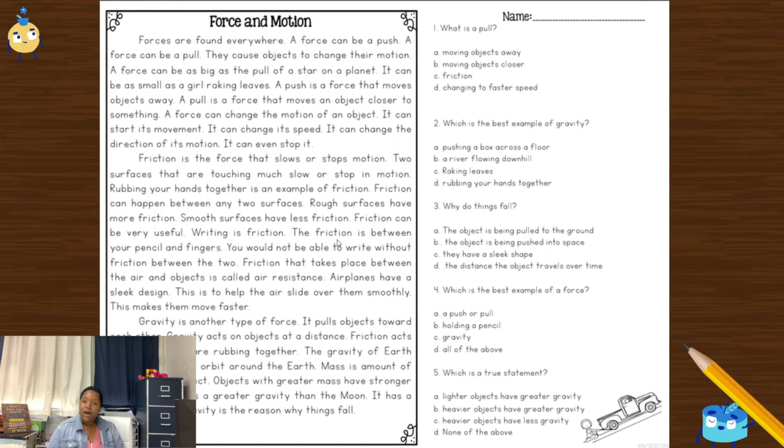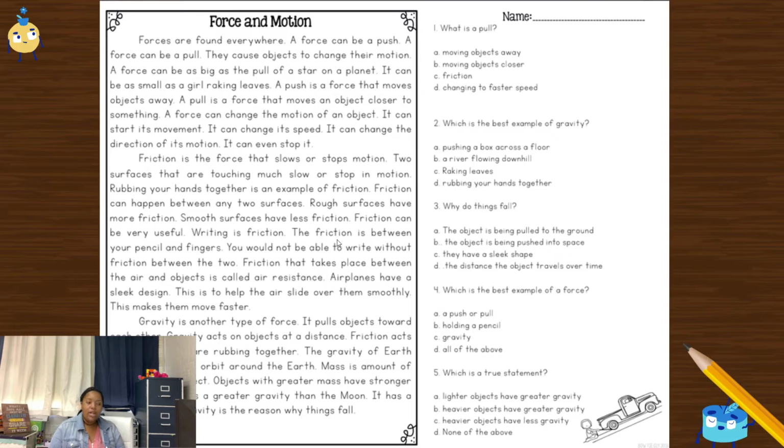So I'm going to go with D, all of the above. And finally, number 5 says, which is a true statement? A, lighter objects have greater gravity. B, heavier objects have greater gravity. C, heavier objects have less gravity. Or D, none of the above.